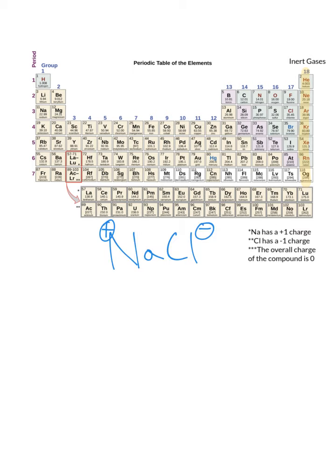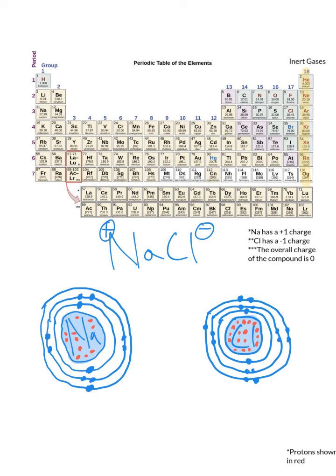Now using NaCl, an ionic bond, let's talk about energy and why sodium gives up an electron to Cl in order to participate in an ionic bond with it. Here are some simple atomic models for neutral sodium and chlorine, respectively.